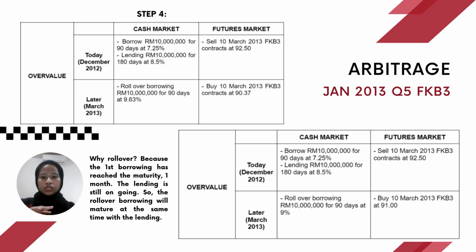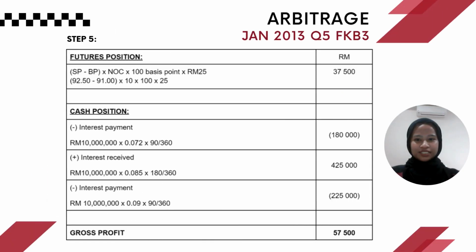But on the cash market later, you need to change to 9%, because the question is asking if the interest change converts to 9%. So for the future market later, you need to buy at 91. And for the last step, you need to find the profit or loss.